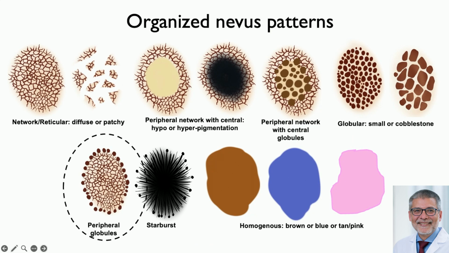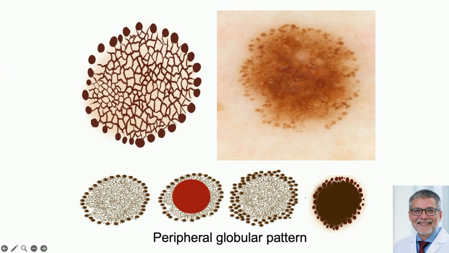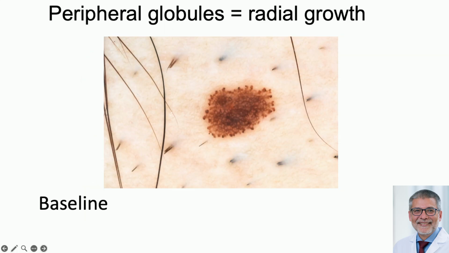Then we have a group of lesions that are your peripheral globular pattern nevi, and then the second one that we'll discuss is your starburst pattern nevi. So in the peripheral globular nevi, they come in different flavors, but the anchor to them all is the fact that they have globules around the entire perimeter of the lesion. And these are what we have now learned are nevi, and if you were to look at it histologically, they would be moderate dysplastic nevi, but again, it's a benign lesion.